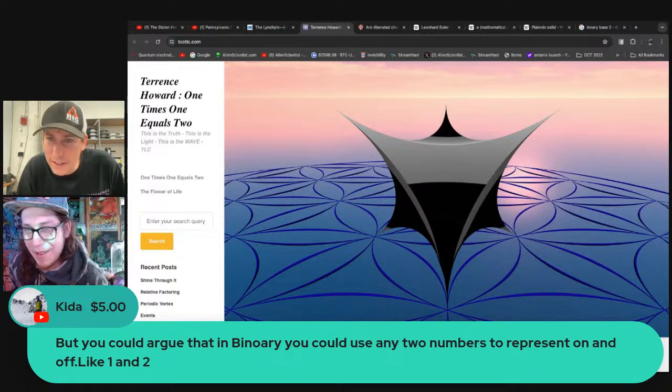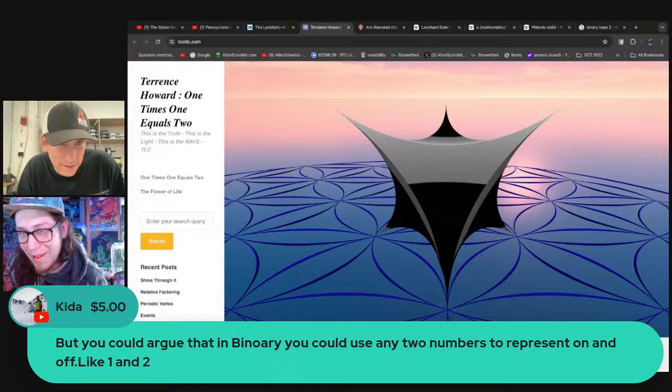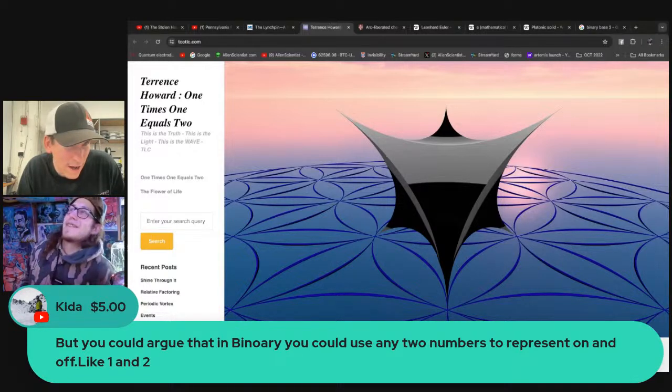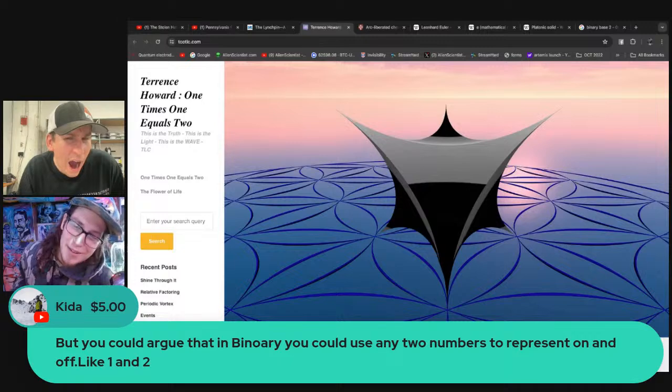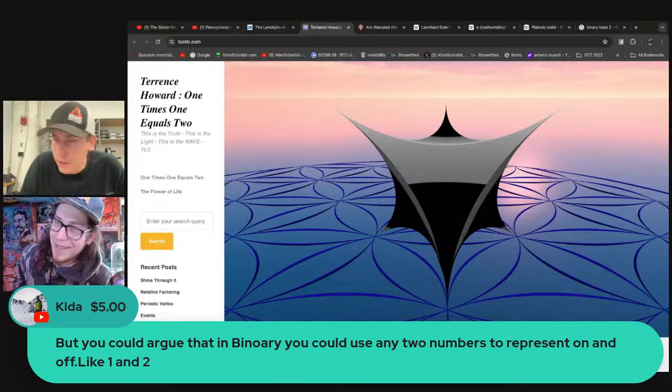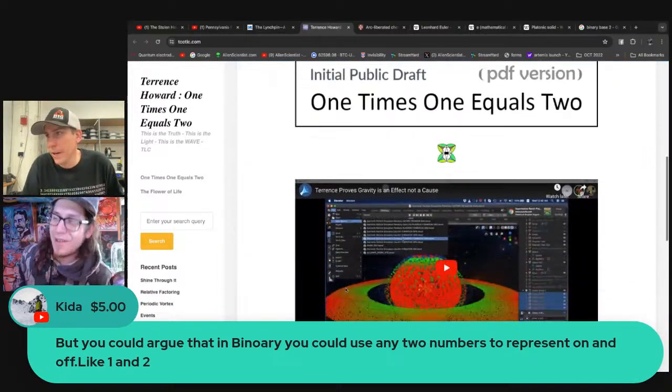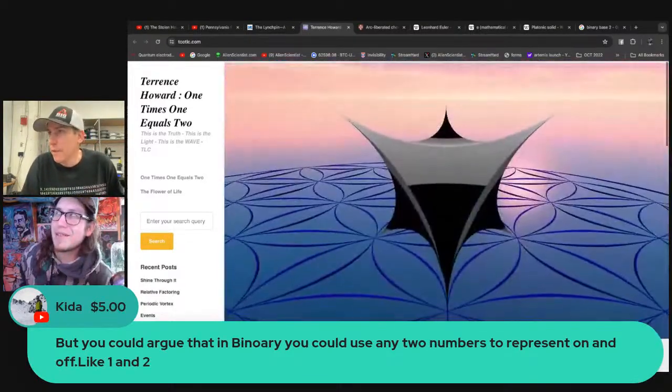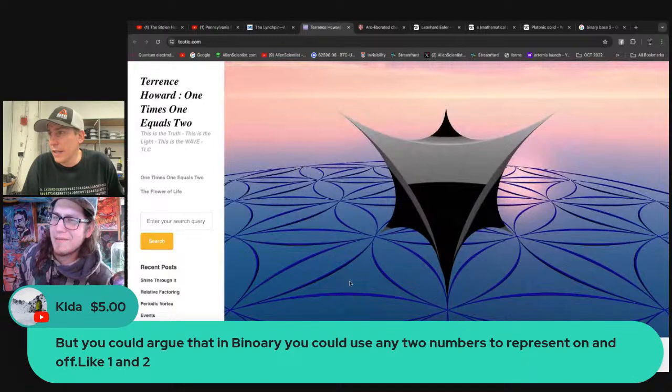I wonder, you could argue that in binary, you could use any two numbers to represent on and off, 1 and 2. So that's an interesting concept that maybe that's a breakthrough right there. They just use placeholders instead of numbers and stuff. Yeah. But that's what calculus essentially is, no?